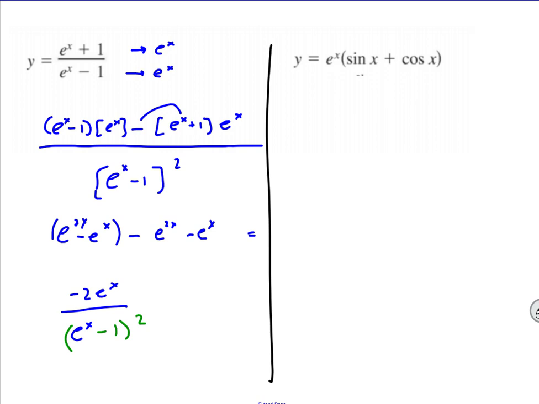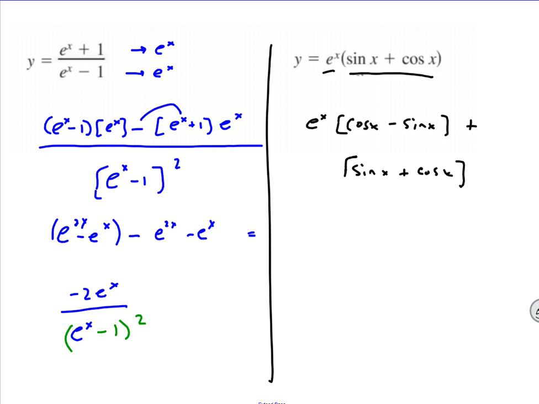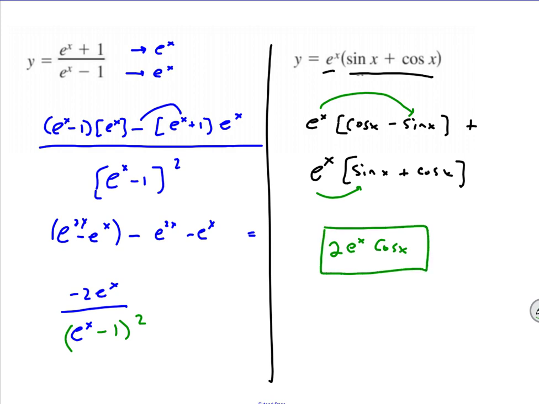Okay, so I'm going to treat this as a product rule. That times that, and I'm going to take the first times the derivative of the second plus the second times the derivative of the first. And I think you'll see if you look at this that e to the x sine x and e to the x sine x are going to cancel out because one's positive and one's negative. So what I'm going to have is 2 e to the x cosine x.